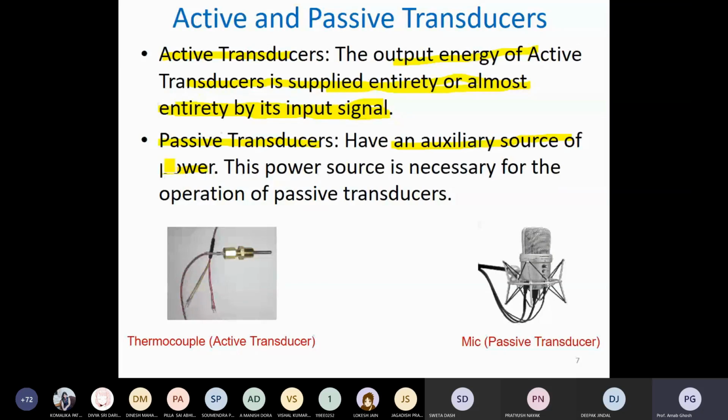Then passive transducer has an auxiliary source of power. This power source is necessary for the operation of a passive transducer. I think you are able to understand. Thermocouple is an example of an active transducer, and microphone is an example of a passive transducer. In a microphone you have to give some additional supply, but in a thermocouple it inherently develops its own EMF, so it is an example of an active transducer.